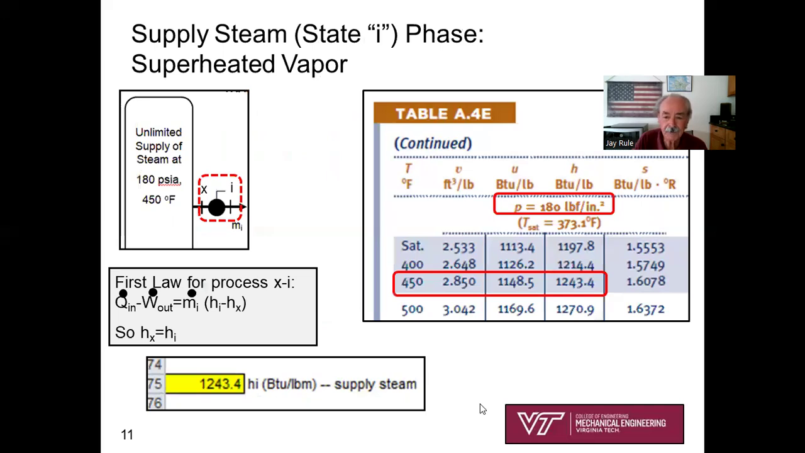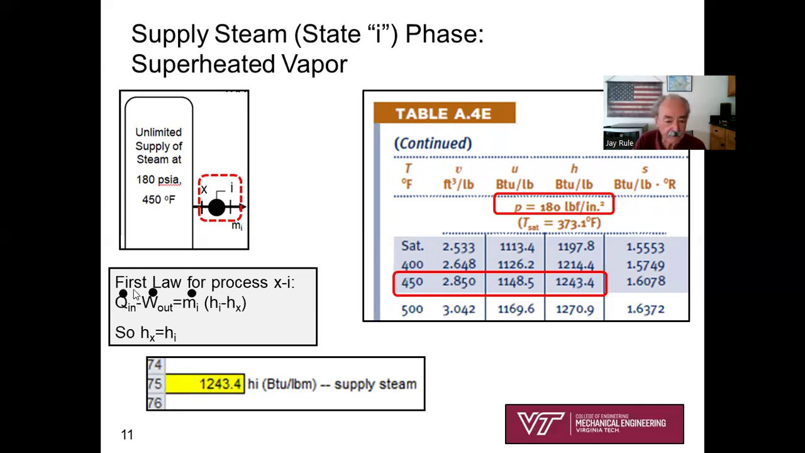Next thing is, let's determine the inlet enthalpy, hi. We've got to divert here a little bit, but notice here where you say, well, here's our unlimited supply of steam, and I've labeled that state x. We're going to go right to the superheated vapor tables, 180 psi, 450 F, to write down hx is 1243.4. We have to, in our minds, though, think about the first law for this little process here, x to i. Flow across a throttling valve, flow across an insulated throttling valve.